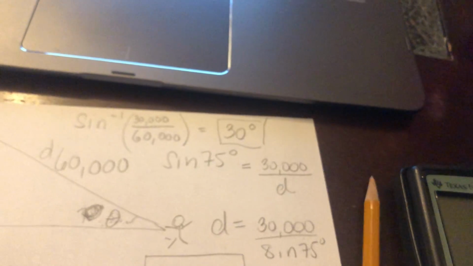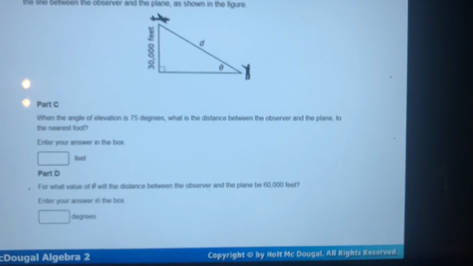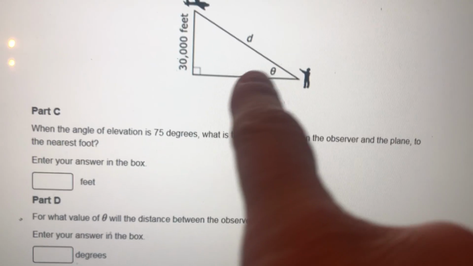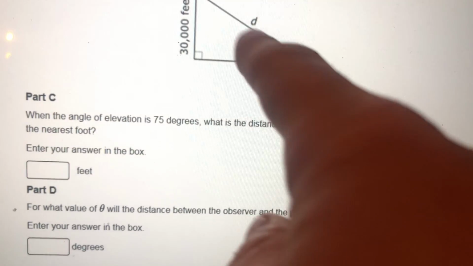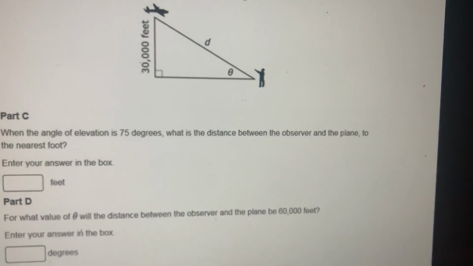So I'm going to get some batteries in my calculator. And you guys let me know if you had any questions on this problem. The first part was just using the ratios for sine. The second part was using sine when you had an angle of 75 degrees. The third part was asking what angle would give you a certain value. So that's when you use your inverses.